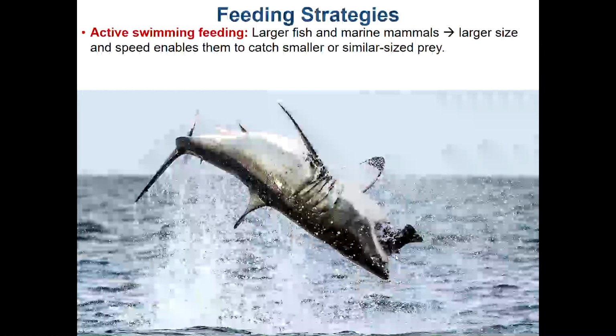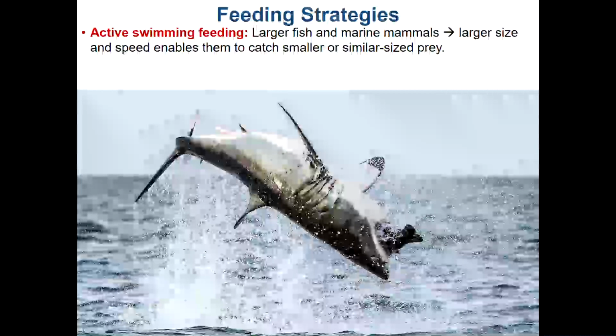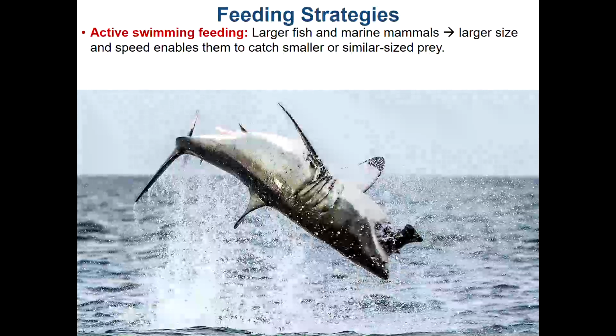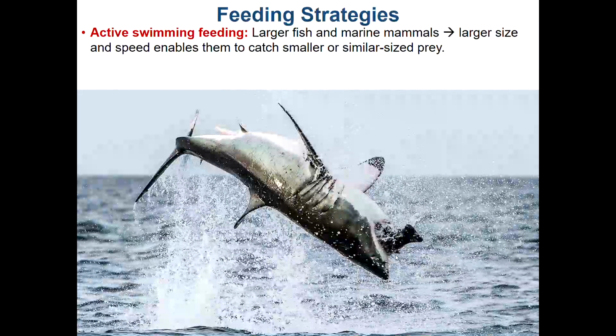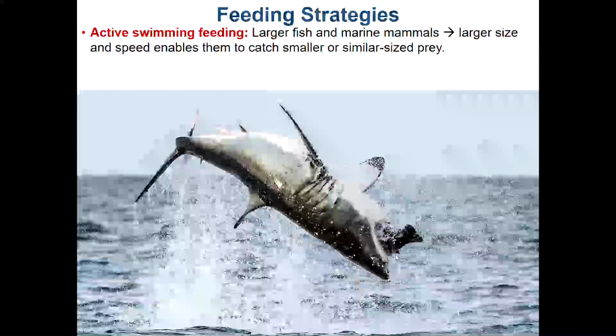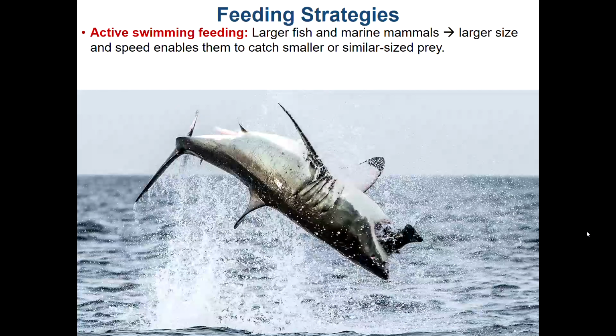Active swimming feeding is practiced by larger fish and marine mammals, and these larger animals are able to swim quickly and catch smaller or similar sized prey. So in this picture, this is a great white shark that is jumping out of the water to capture a seal. So it's actively swimming to catch its prey.